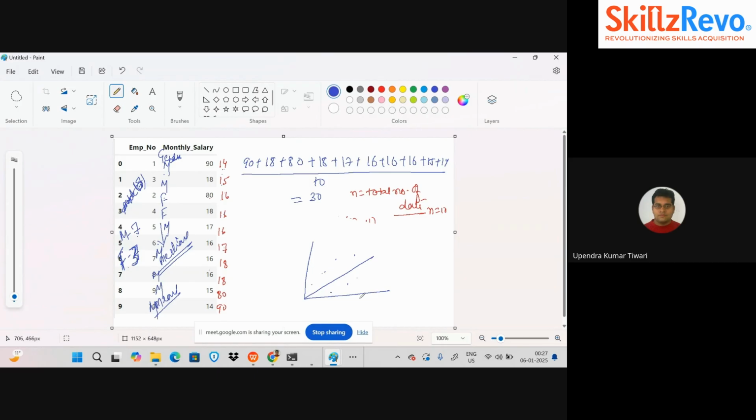How far is this data from my central point? I find that out through variance and standard deviation, and also the range and interquartile range. I'll tell you how we calculate these, and then we will see how we can do it in Python.